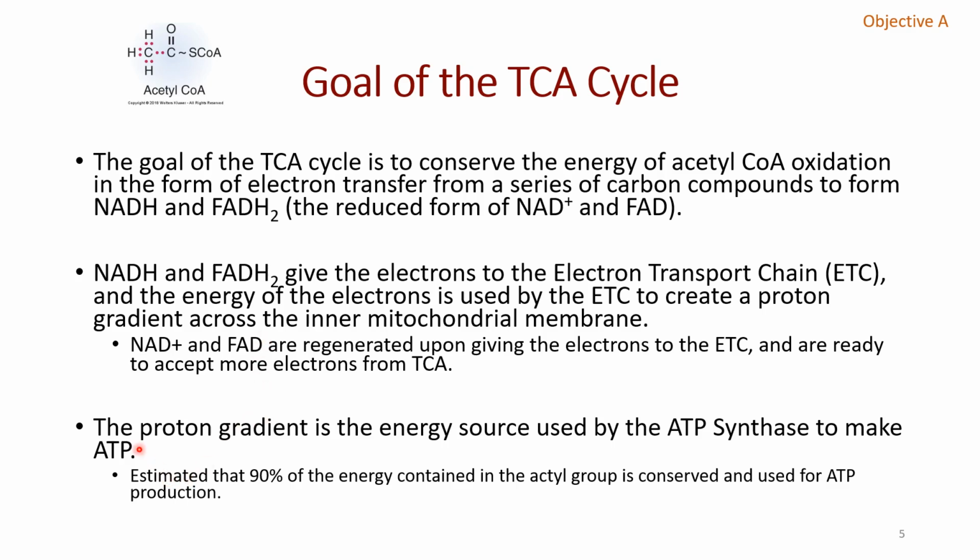In the process, a proton gradient is going to be created by the electron transport chain, and the gradient is set up using the energy contained within those electrons. And the proton gradient has energy. If you remember from the membrane transport lecture, you use the energy of the proton gradient as the energy source needed to drive the synthesis of ATP by the ATP synthase.